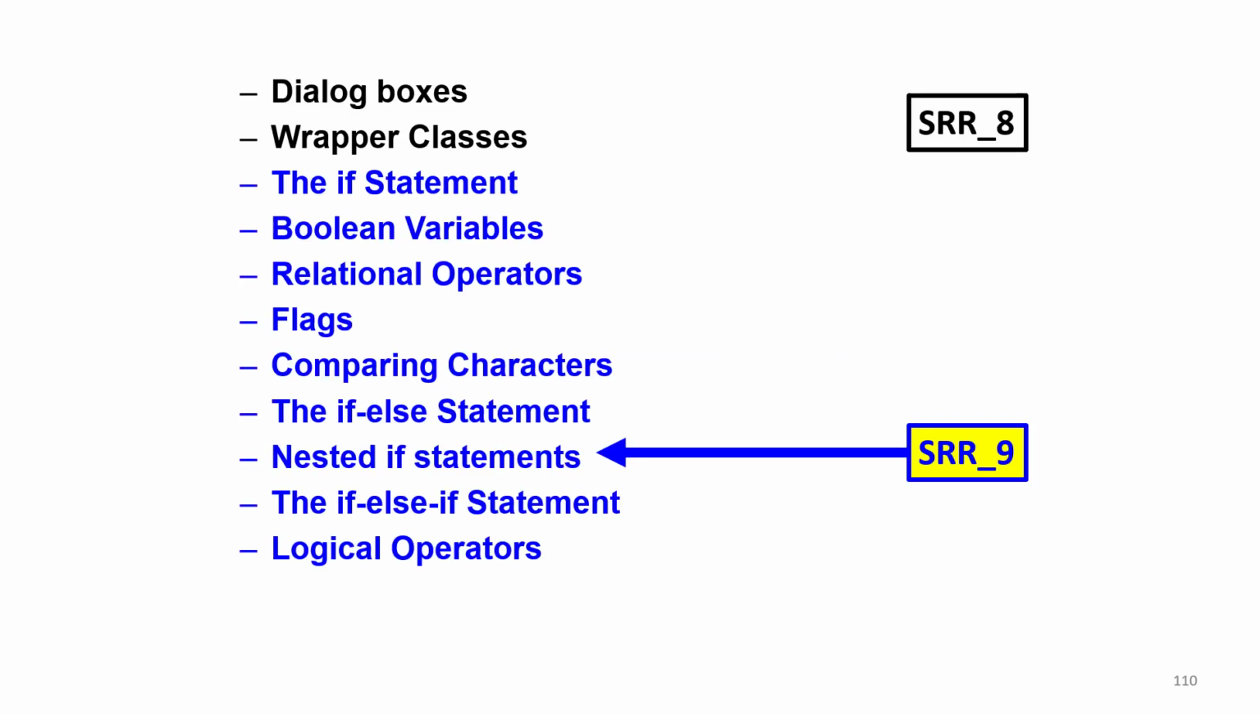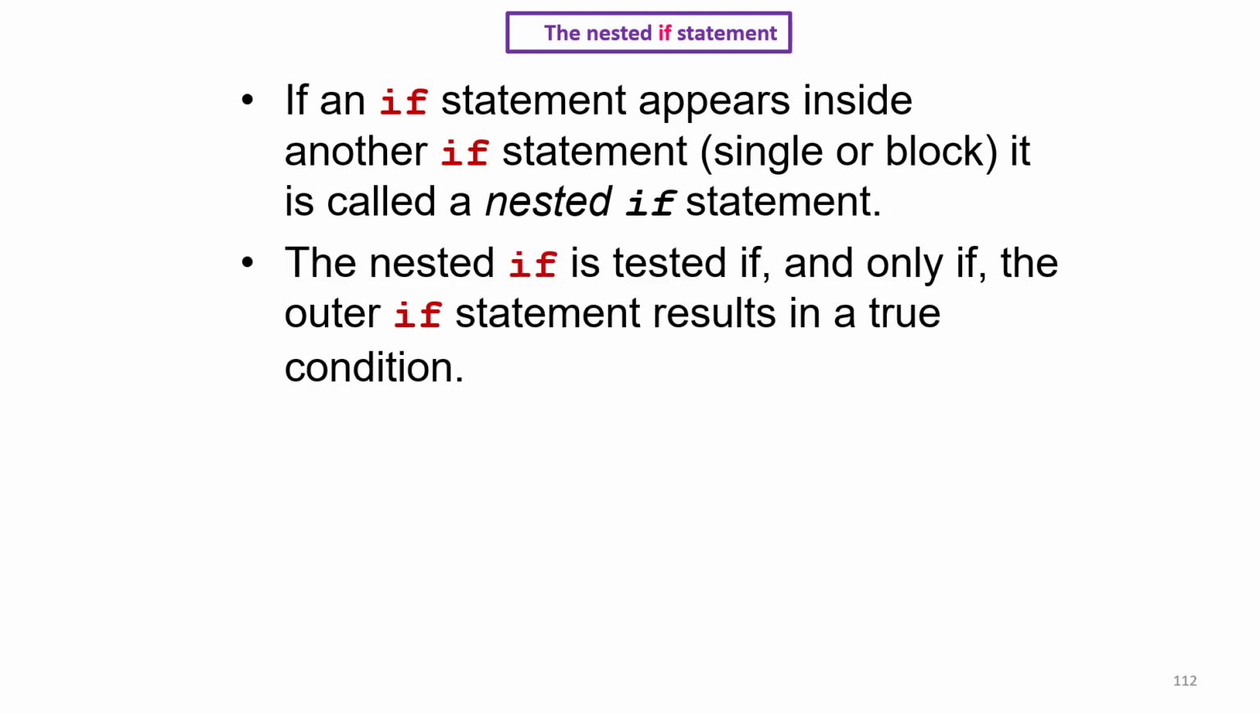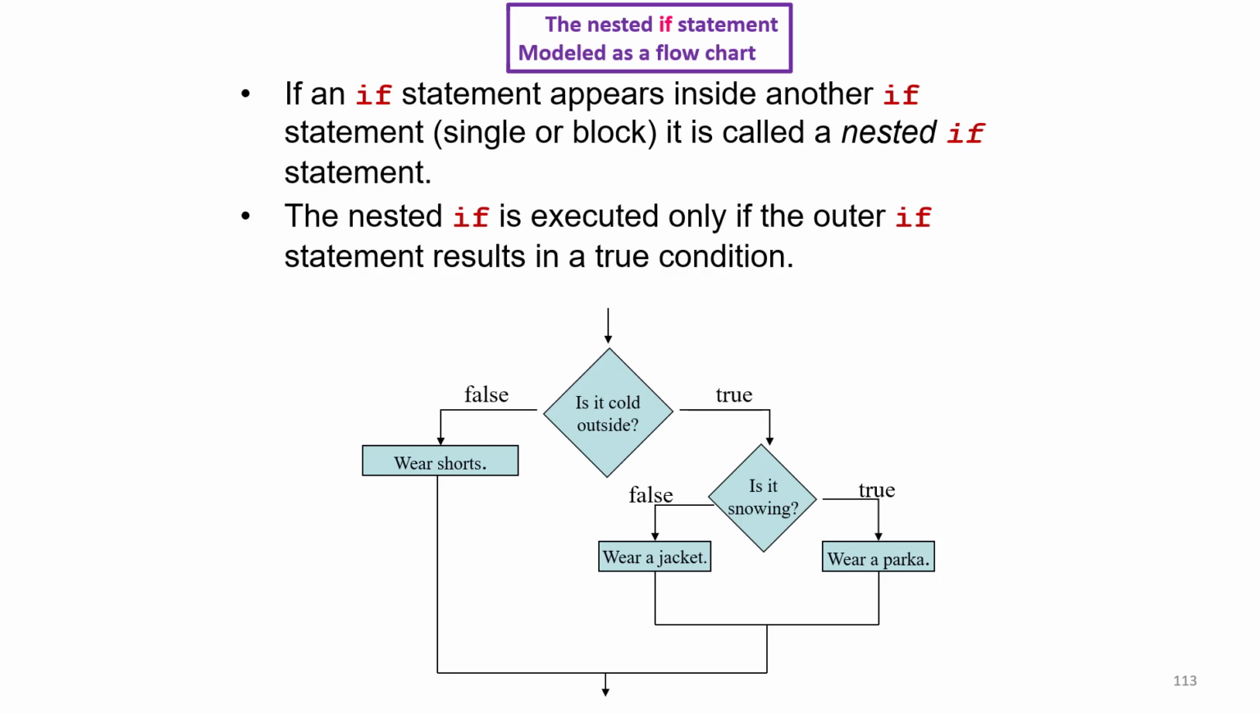But if statements can also be nested. If an if statement appears inside another if statement, single or block, it is called a nested if statement. The nested if is tested only if the outer if statement results in a true condition. When modeled as a flowchart, it looks like this. So let's walk through it.